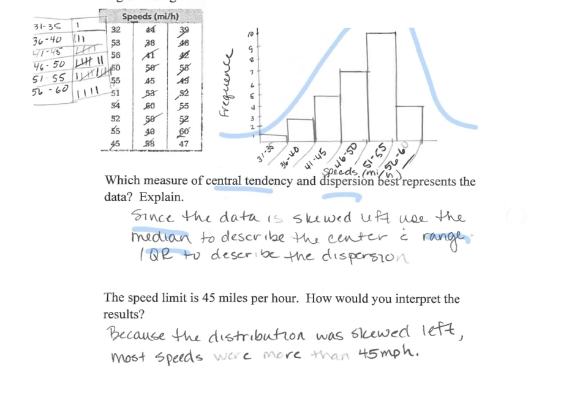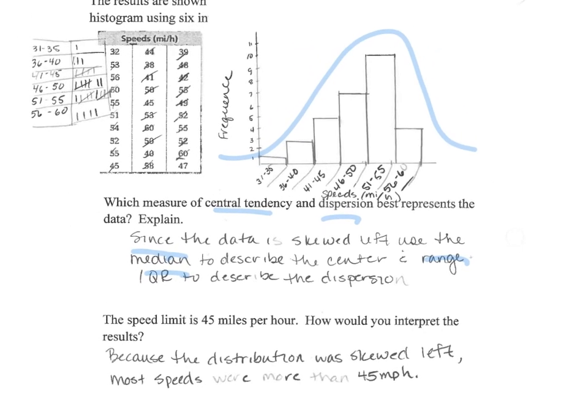So you can look at your distribution and you can describe that distribution by using a measure of central tendency and a measure of dispersion. If it is symmetric, use your mean and standard deviation. If it is skewed, whether it's skewed left or right, use your median for your measure of center and your range and IQR for your dispersion.